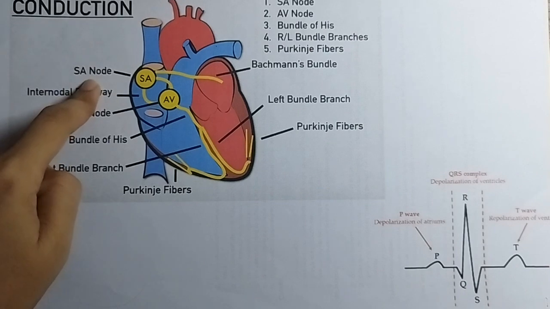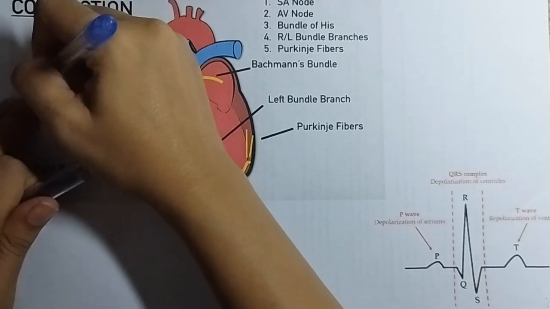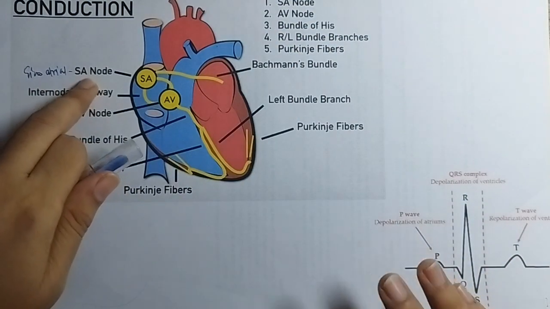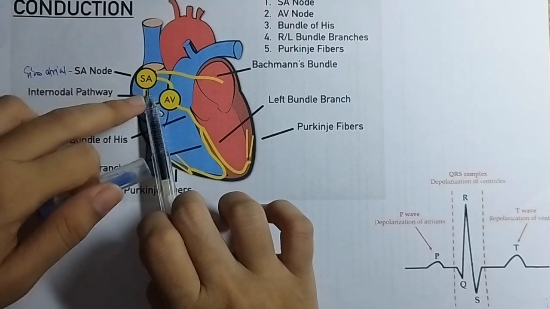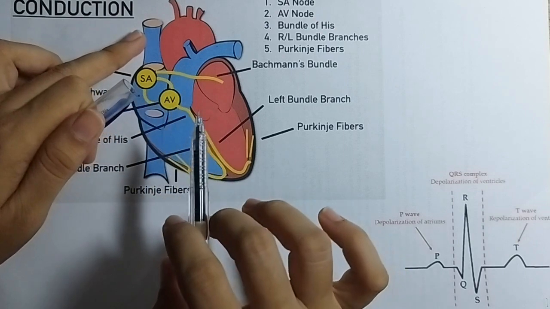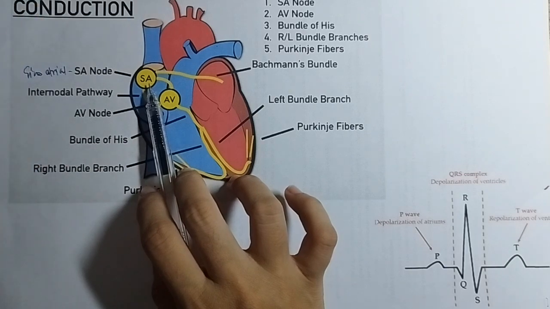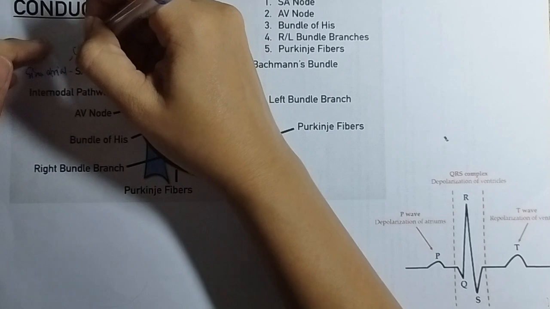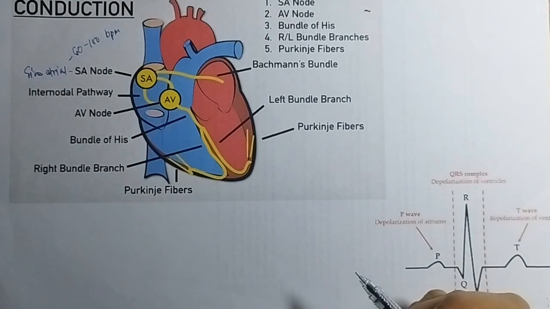Few things to remember before we start. First is your SA node, or the sinoatrial node. This is the main pacemaker of the heart. It is located in the right atrium, malapit sa entrance ng SVC or your superior vena cava. The sinoatrial node initiates heartbeat and determines the heart rate. The SA node generates 60 to 100 beats per minute. Kaya nga ba yan ang ating normal heart rate?